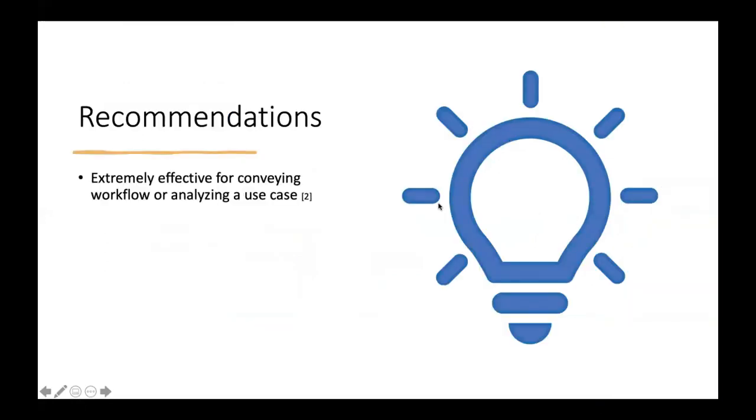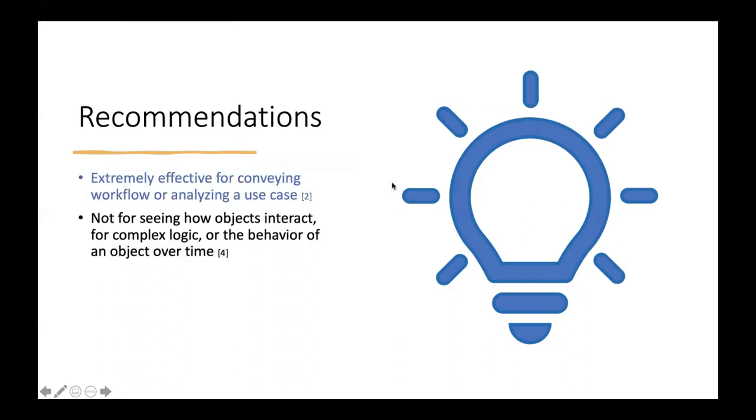But ultimately, if you're trying to convey a workflow or analyze a use case, a UML activity diagram is an excellent option. There's really nothing else like it for that particular problem. But it is not for seeing, like I said, how objects interact, or for complex logic, or the behavior of an object over time. You're going to want to use something different for that.